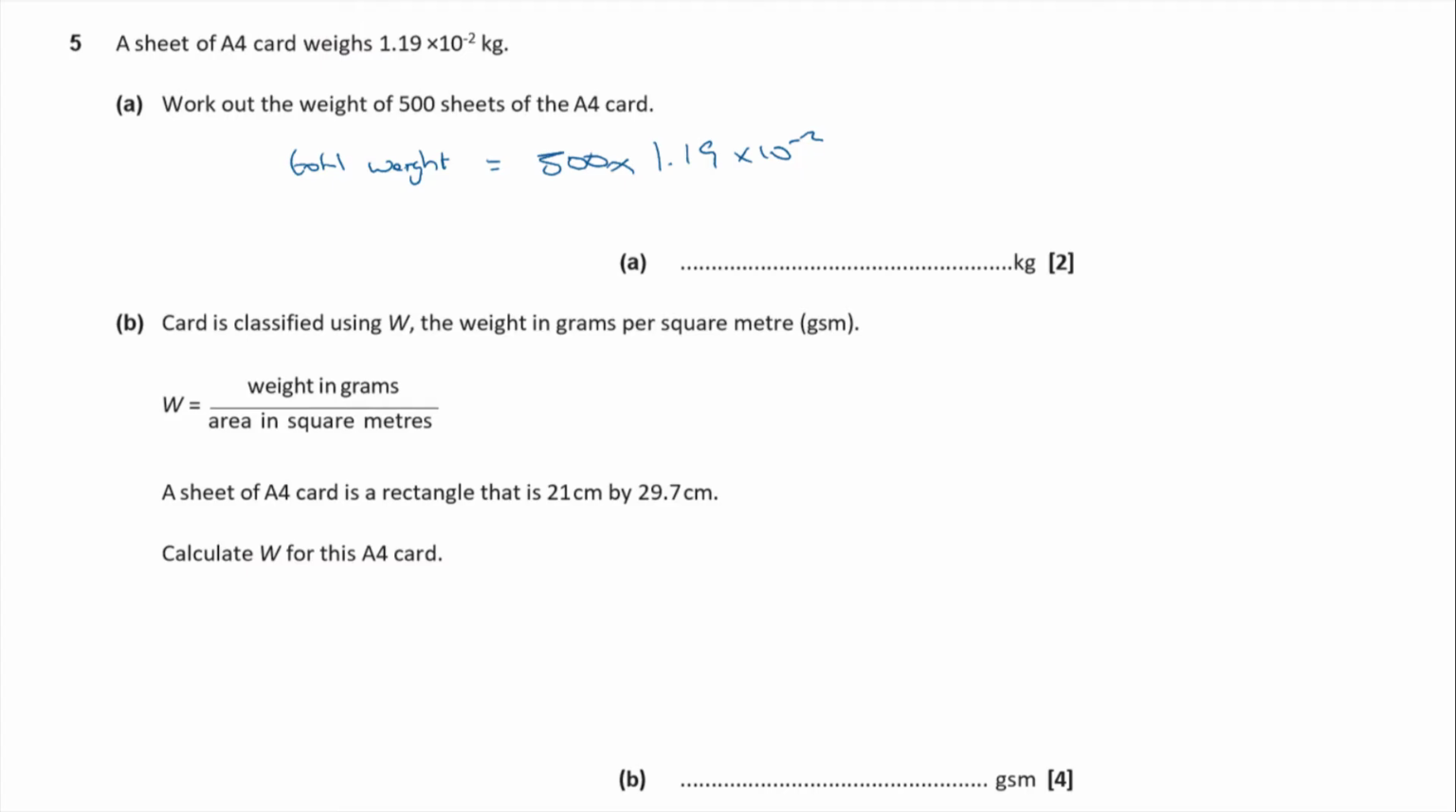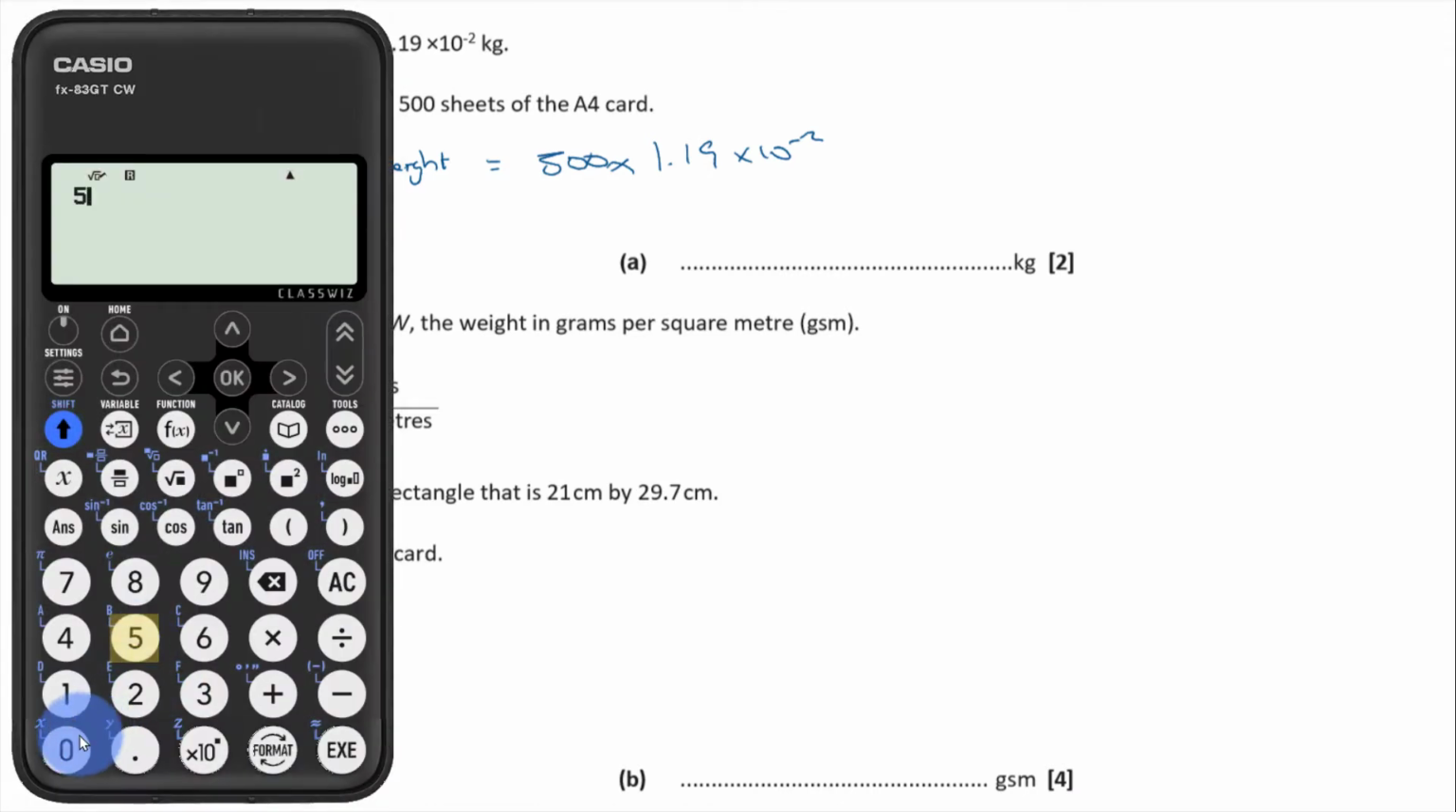Okay, now I could convert it and all that sort of stuff, but I don't really need to, because I've got a button on my calculator that does standard form, so I'm just going to type it in and let the calculator take the strain. So I'm going to do 500 times 1.19, and then I'm going to press the times 10 to the X button down here, look, and then I'm going to put in the power, which in this case is -2. Right, so it's looking like it does on the page. Pressing equals, that comes out to be 5.95.